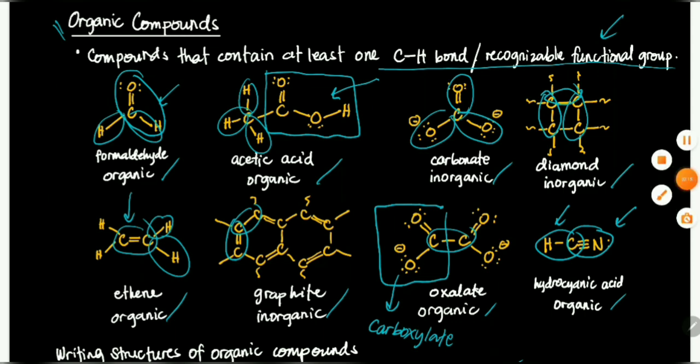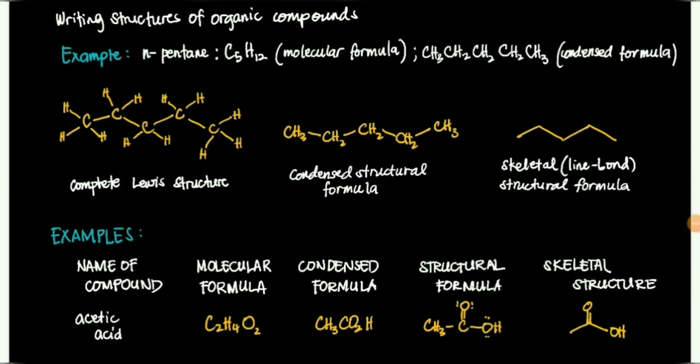Okay? So how do we write the structures of our organic compounds? So for example, we have here N-pentane. So we can write the molecular formula. Okay? So the molecular formula is the formula wherein you write the number of each atoms involved doon sa kanyang structure. So meron tayong 5 na carbon, so that's C5. Tapos 12 na hydrogens, so that's H12. Okay? So that's C5H12 for N-pentane. Pwede rin natin isulat yung condensed structural formula. So structural formula, makikita na natin or magkakaroon na tayo ng idea kung paano sila nakabond sa isa't isa.